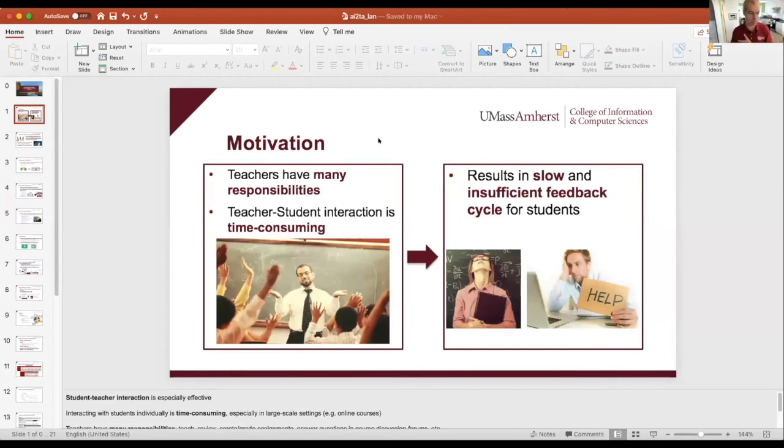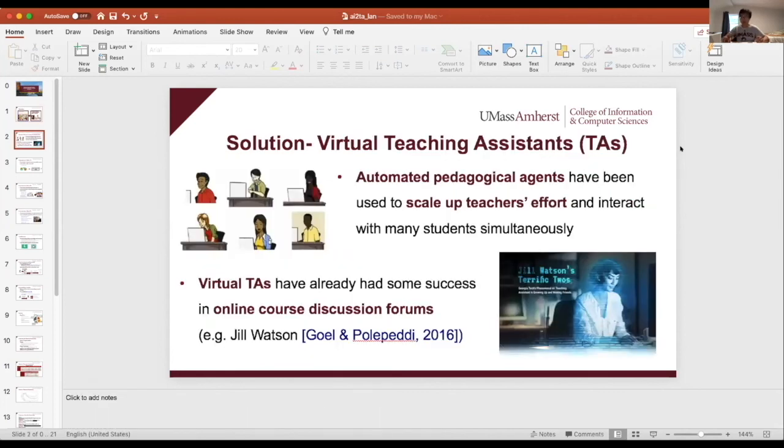Yeah, so really there are multiple ways of learning, and learning through verbal interactions with teachers is really time consuming, and it's good for students, especially during problem solving and when they have negative affect in particular. But the problem is the teacher really can't do this with every student simultaneously, which means that number one, the teachers have a lot of burden. And number two, students are stuck in this slow and insufficient feedback cycle, right? So one possible solution to this is to create virtual teaching assistants. These are automated pedagogical agents, and the way I think about it is we're not trying to replace anything.